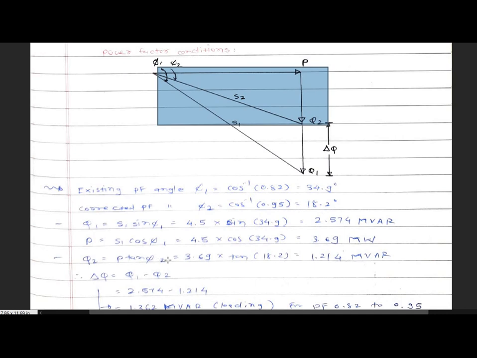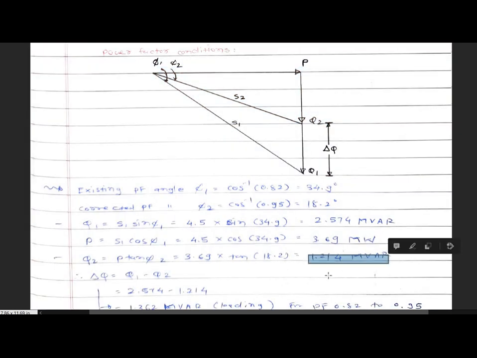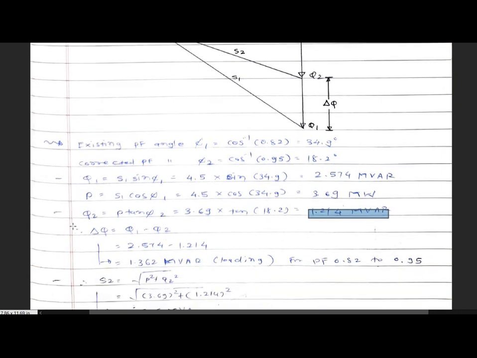So Q2 is given by P tan phi 2 is equal to 3.69 into tan 18.2, because now we have to consider this angle phi 2. So our value for Q2 is given by 1.214 MVAR. Now we have to find the difference between Q1 and Q2, given by delta Q. Delta Q is given by Q1 minus Q2, 2.574 minus 1.214.